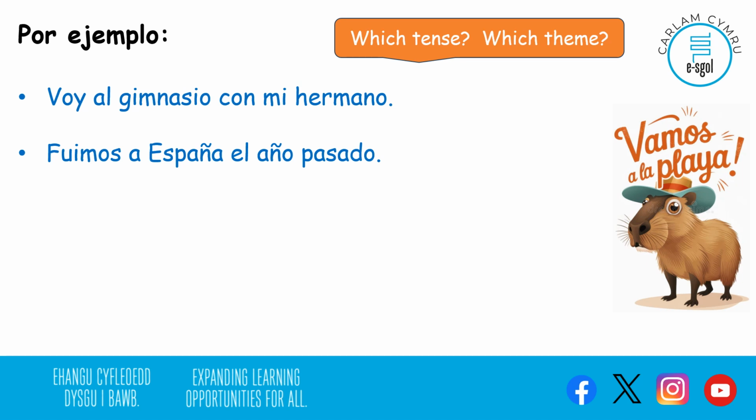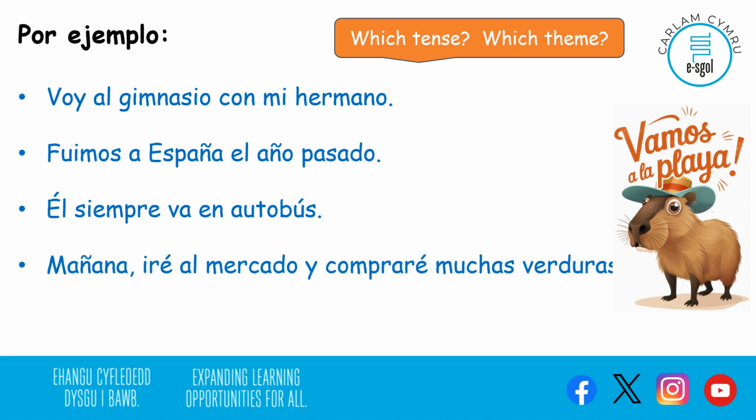Fuimos a España el año pasado. Which tense and which theme? I'm sure you've got that right. The tense is the past. We went to Spain last year. So the past tense and the theme is traveling or holidays. Next one. Él siempre va en autobús. He always goes by bus. So the tense is the present and the theme is school or traveling.